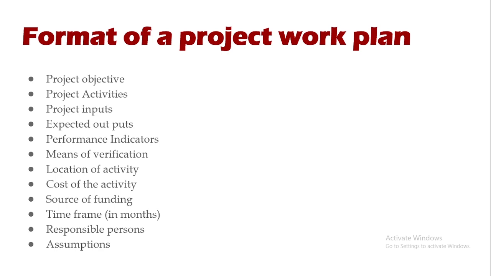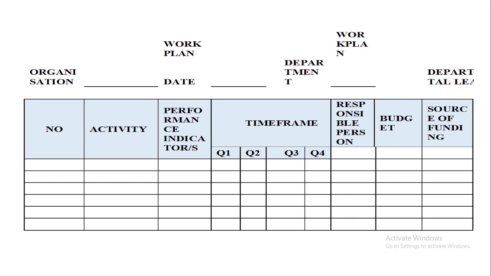So one should include the project objectives, the project activities, the project inputs, the expected outputs, performance indicators, means of verification, location of the activity, cost of the activity, source of funding, time frame, responsible persons, and assumptions. So that's the overall format of a project work plan. But in this video, I have a format which doesn't include all those components, but you can also come up with your own project work plan. As I said, there are very many formats.